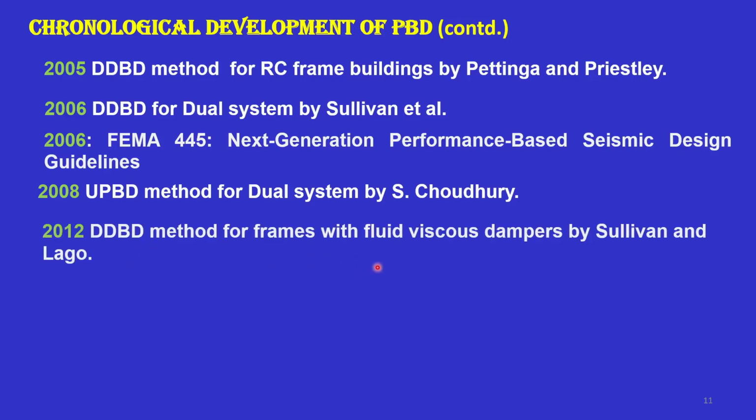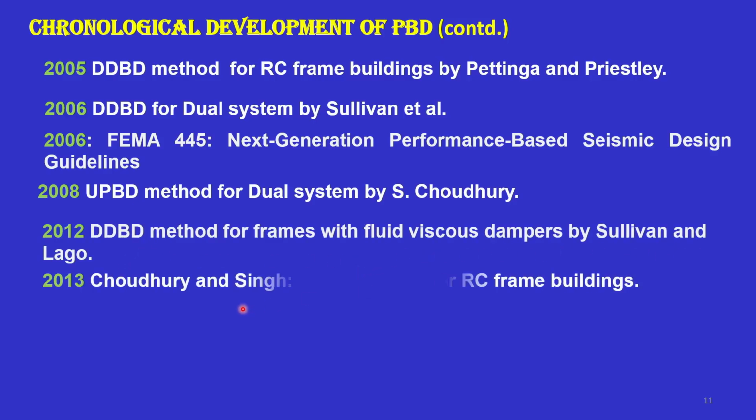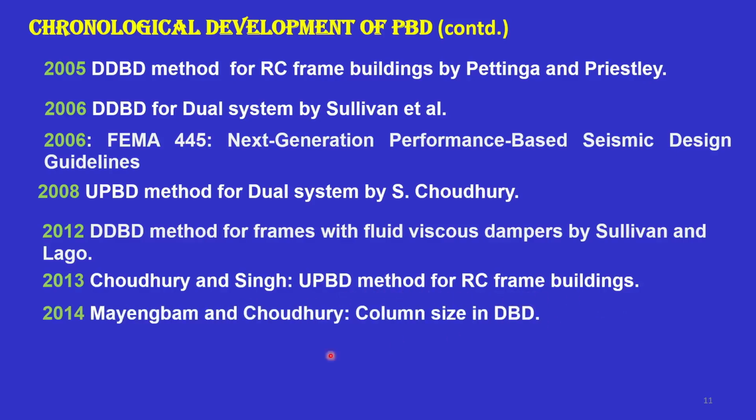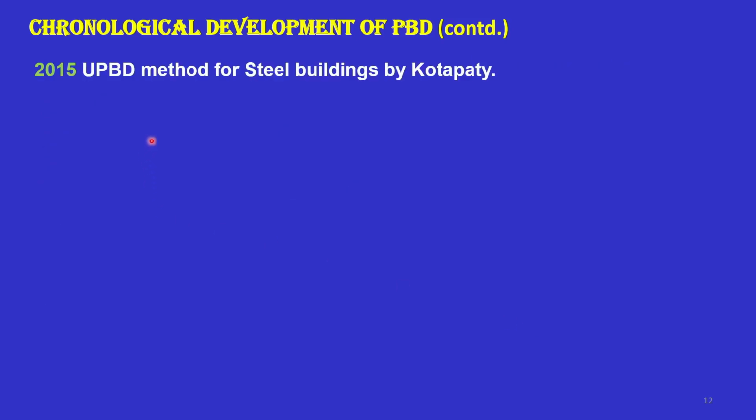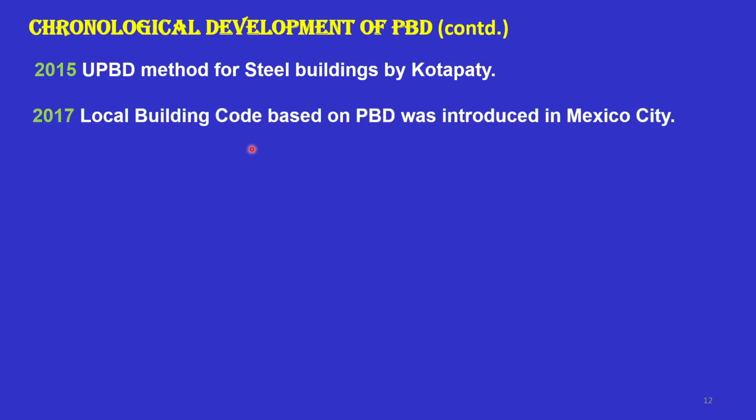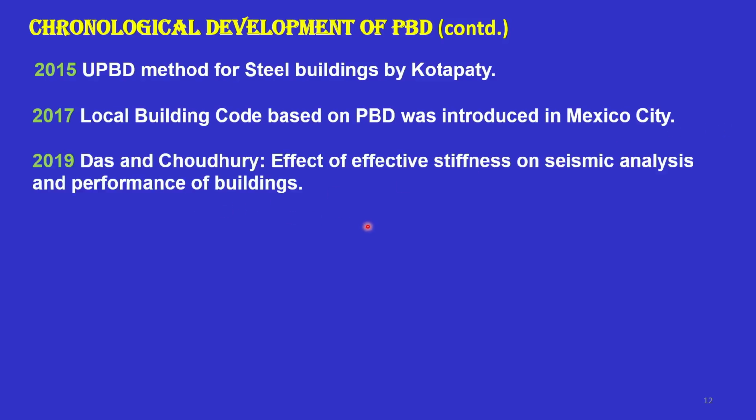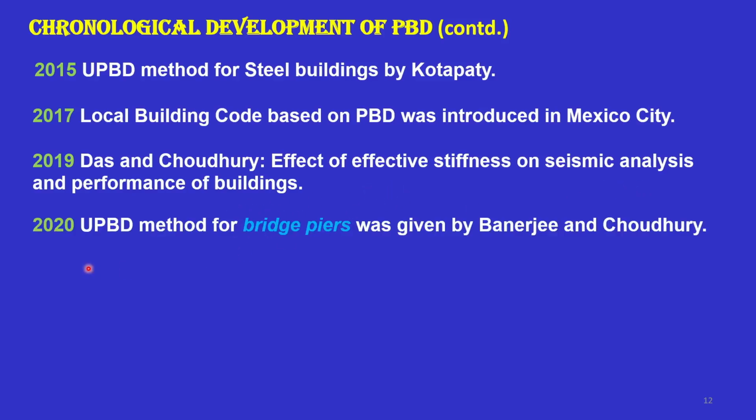2012, DDBD method for frames with fluid viscous dampers given by Sullivan and Lago. 2013, Choudhury and Singh introduced UPBD method for RC frame buildings. 2014, Mayengbam and Choudhury introduced column size determination in the spectrum of displacement based design. 2015, UPBD method for steel buildings was introduced. 2017, local building code based on PBSD was introduced in Mexico City. 2019, effective stiffness on seismic analysis and performance of buildings was given in a research paper.